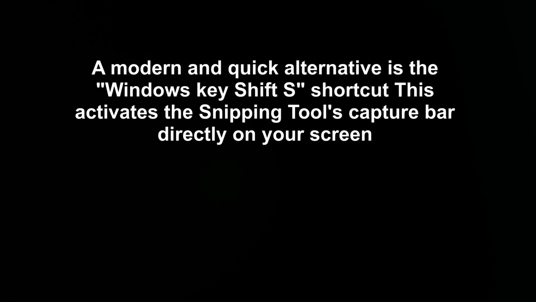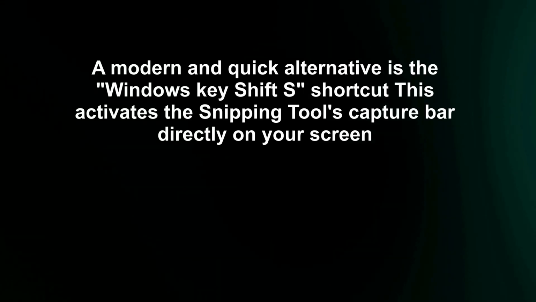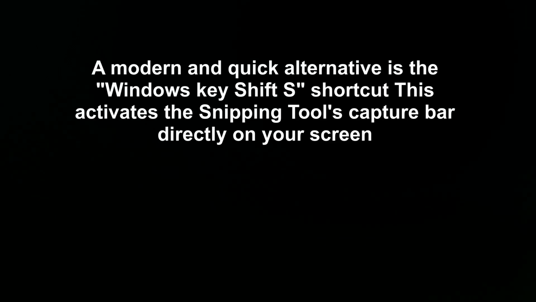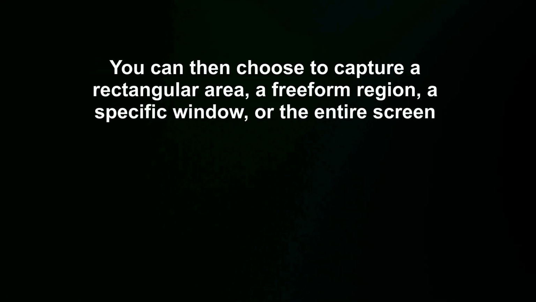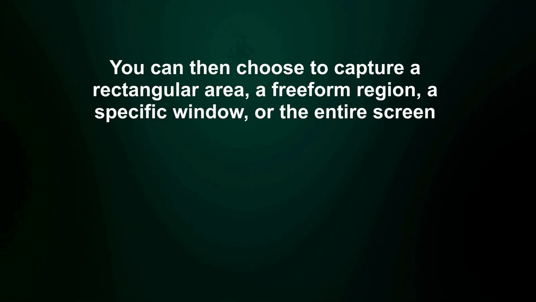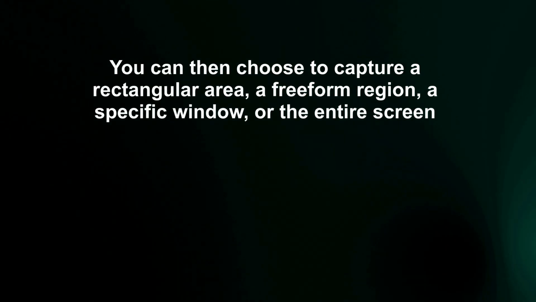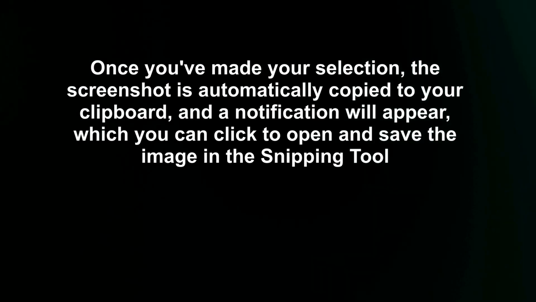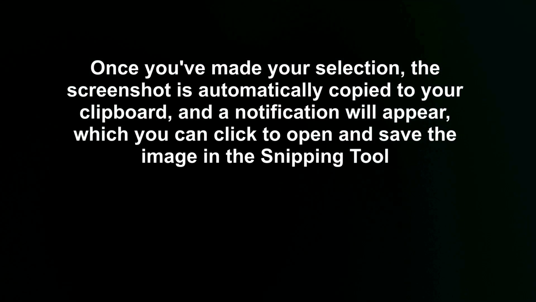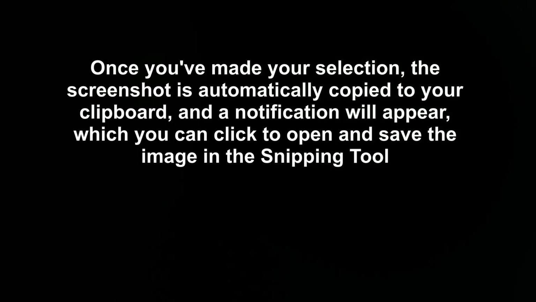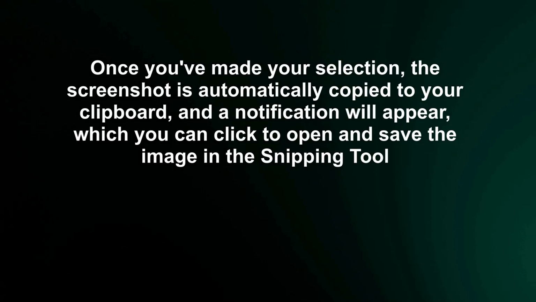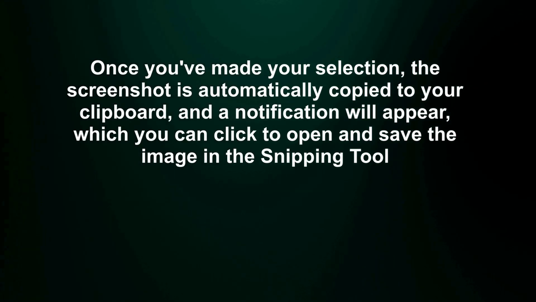A modern and quick alternative is the Windows key + Shift + S shortcut. This activates the Snipping Tool's capture bar directly on your screen. You can then choose to capture a rectangular area, a freeform region, a specific window, or the entire screen. Once you've made your selection, the screenshot is automatically copied to your clipboard, and a notification will appear, which you can click to open and save the image in the Snipping Tool.